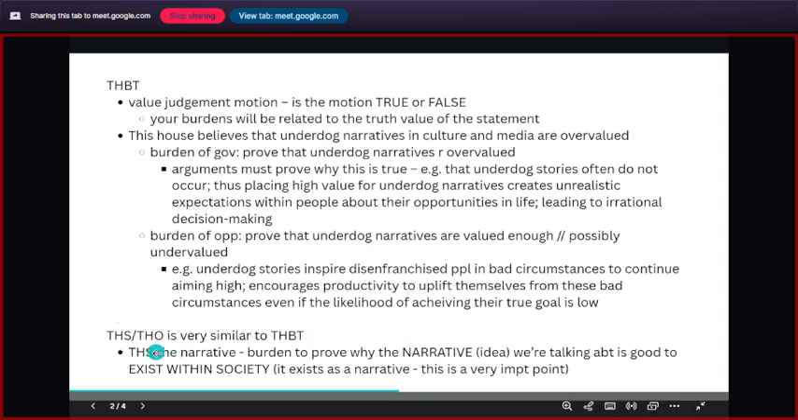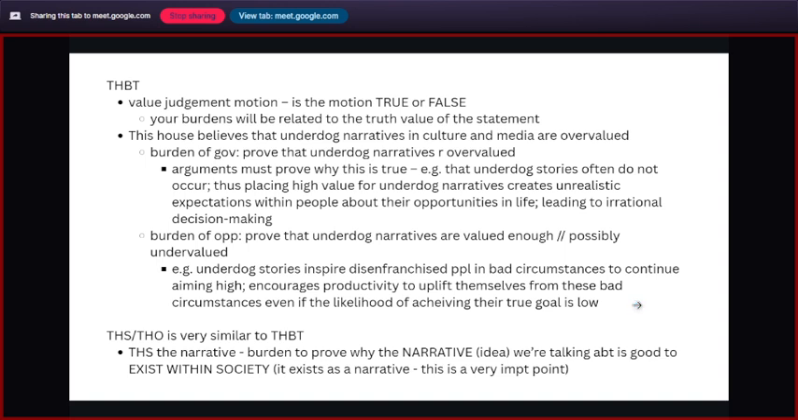But you often see motions like this house supports the narrative or this house opposes the narrative. So what exactly is a narrative? Because you often see this within motions, right? And it's important to understand what a motion means when they say the narrative. So the narrative just basically means a concept or an idea or a belief within society, right?